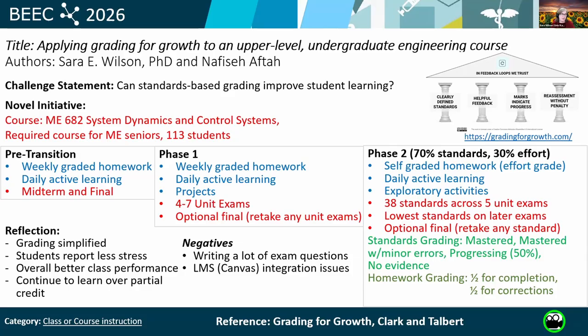And so grading for growth is about alternative grading methods with 4 pillars. So the first pillar is you clearly define those standards of what you expect. You give helpful feedback. You give marks that indicate progress, and then you reassess without penalty. And that's the big component that I think about.